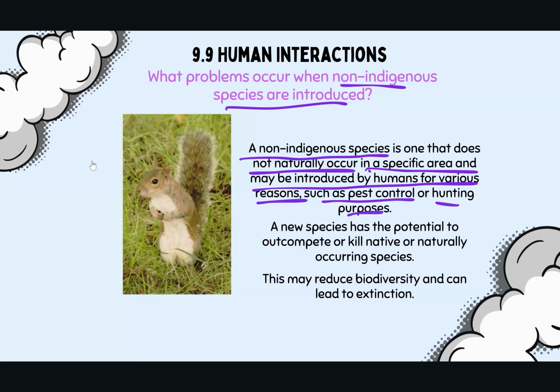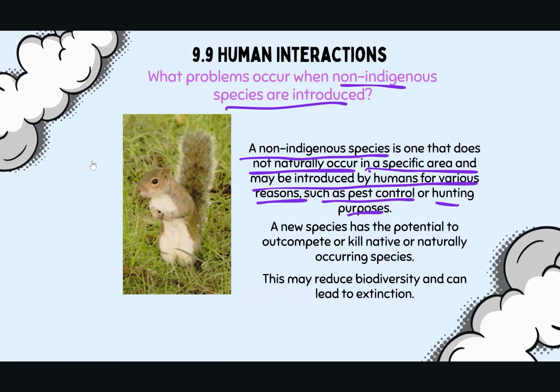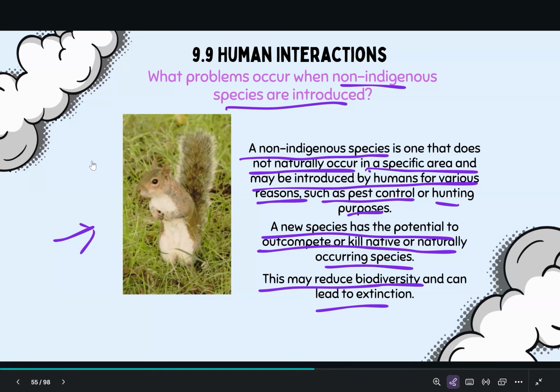So a lot of this kind of stuff has happened in Australia, when they released a lot of toads, but those toads didn't reduce the problem, and the toads had no predators, so the toads increased in number massively. So the example we know of already is the grey squirrel. The grey squirrel outcompeted the local red squirrel, and now there's not many red squirrels left. A new species has the potential to outcompete or kill native or naturally occurring species. That leads to reduced biodiversity and can also lead to extinction.